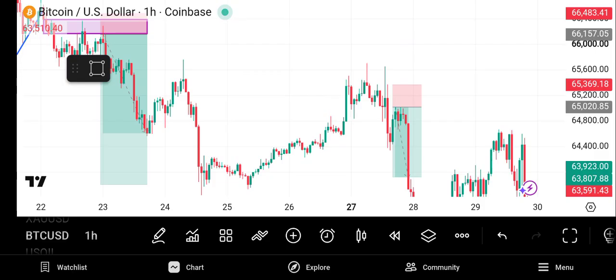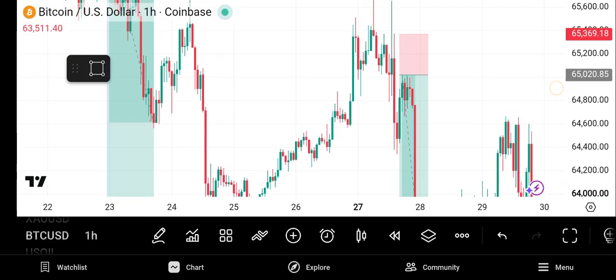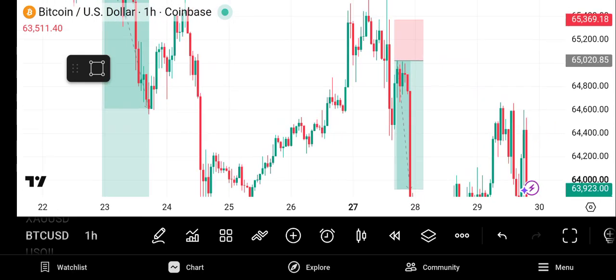Okay, so in today's video I'm going to show you guys how I was able to take this trade on BTCUSD, and this trade here was posted on my Telegram channel.